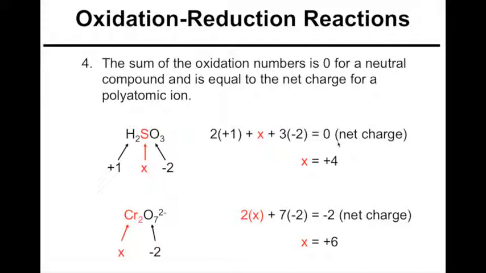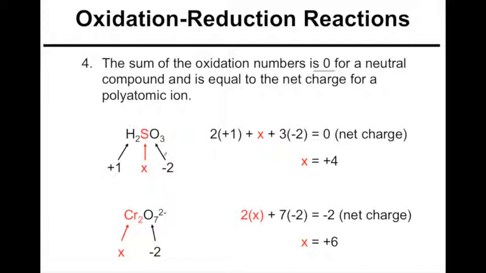And our final rule: the sum of the oxidation numbers is 0 if the compound does not have a charge, and the sum of the oxidation numbers is equal to the net charge if the compound does have a charge. So for example, here we have H2SO3. This is a neutral compound. There's no charge here, so the sum of all these oxidation numbers has to add up to 0.